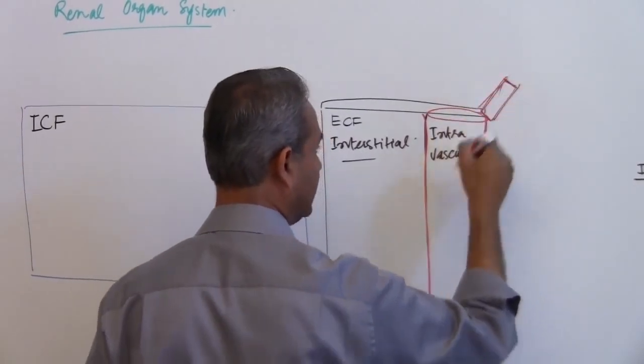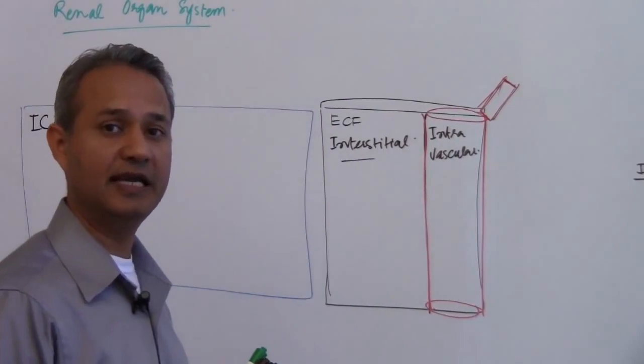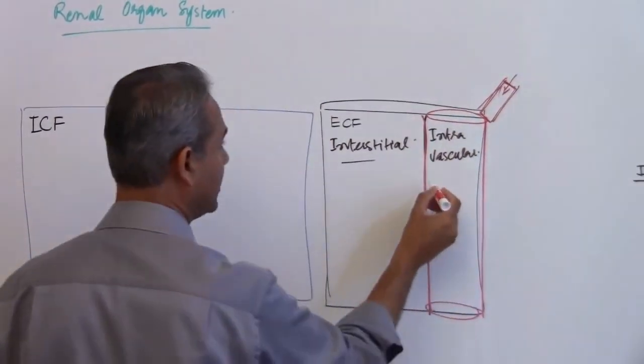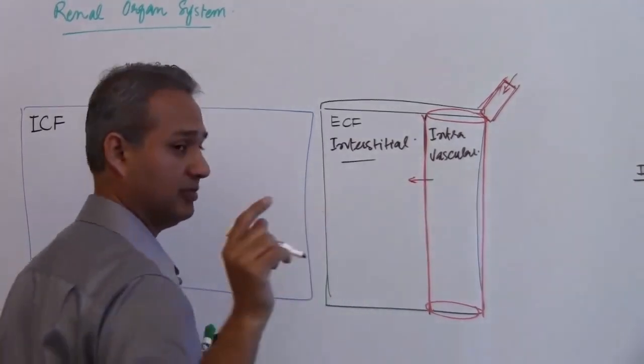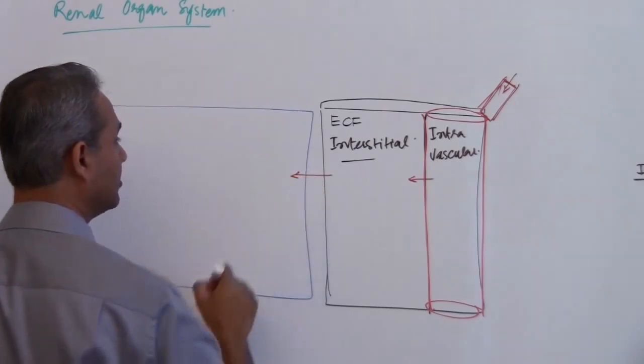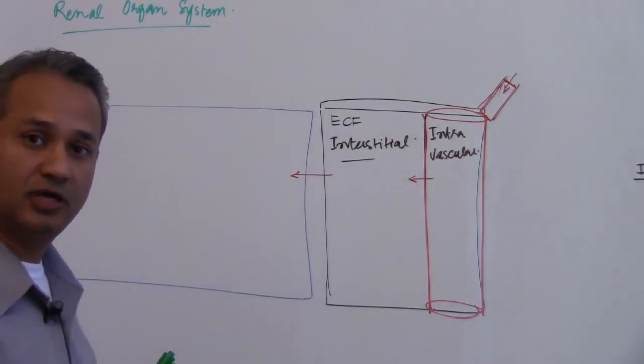Usually the fluid is added to the vascular compartment. From here it will move into the interstitial compartment if it has to, and from there it will move into the intracellular compartment if it has to.